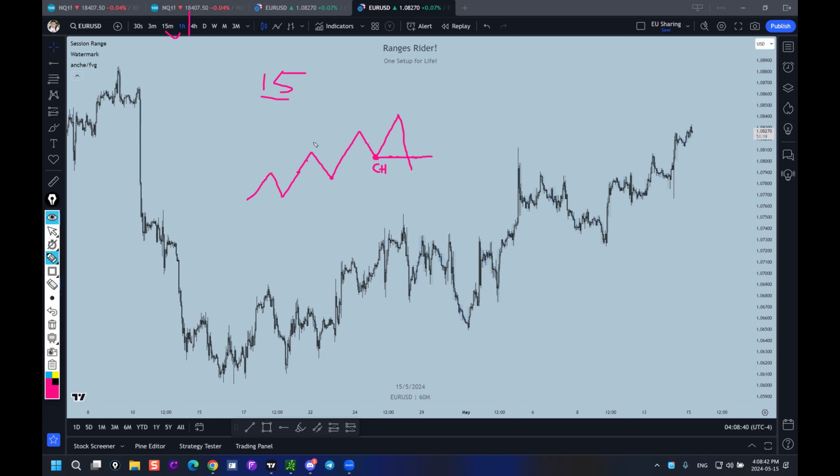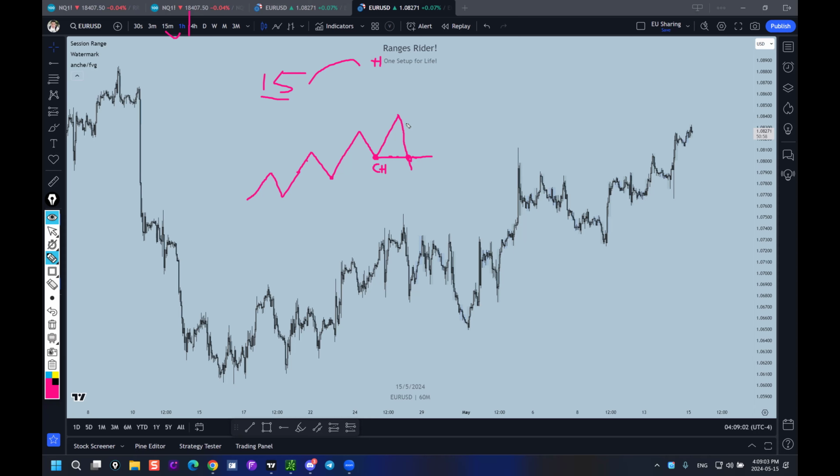For us, we always... once this thing happens, this is the most important point. You will have the recording, you will see this one later. So once you get the change of character on the 15-minute time frame, immediately you will go on the H1 time frame to see.